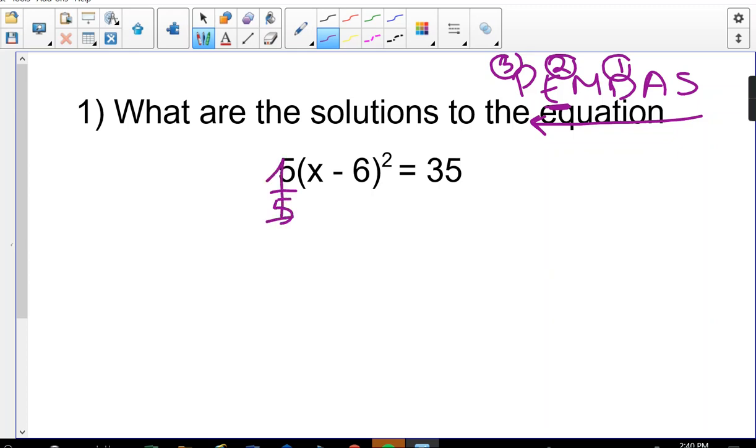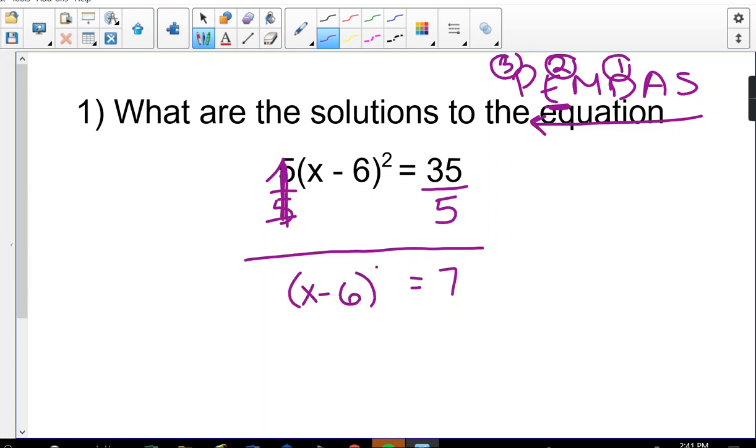5 divided by 5 is 1. And I'll divide by 5 on the other side as well. So 35 divided by 5 is 7. And on the left side, since this was 1, I just have 1 times (x - 6)², or just (x - 6)². Okay, next I want to take care of that exponent.